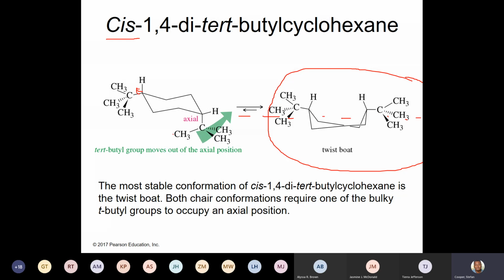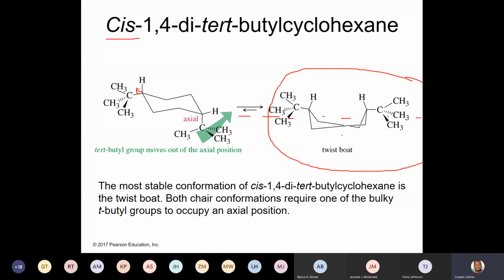If I ring flipped it into the other chair, this will move axial and this one will move equatorial. So I still would have one tert-butyl group axial. So to alleviate any of these being axial, I had to ring flip to the twist boat. All right, so this gives you the one exception of a molecule to where the chair is not the preferred conformation.